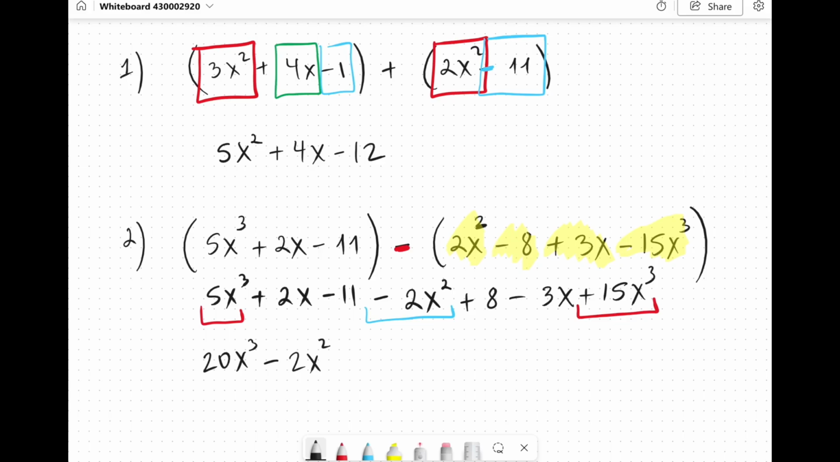The next one is the +2x, and you also have this -3x. So together that will make you a -1x, or you could just say -x without writing the 1. Finally, -11 and +8 together will make you a -3. This is it. This is how you subtract. The next few questions will deal with multiplication.